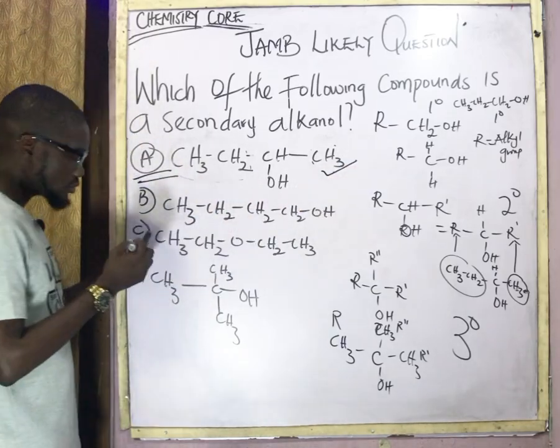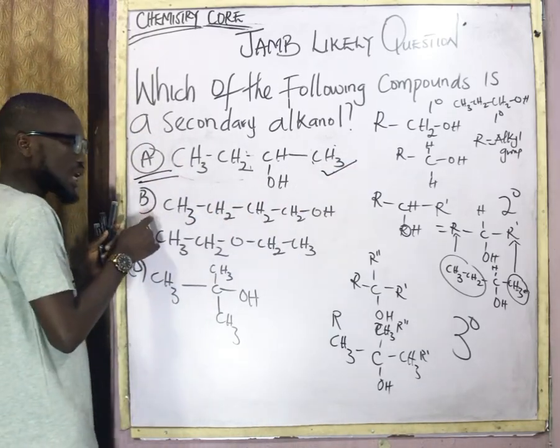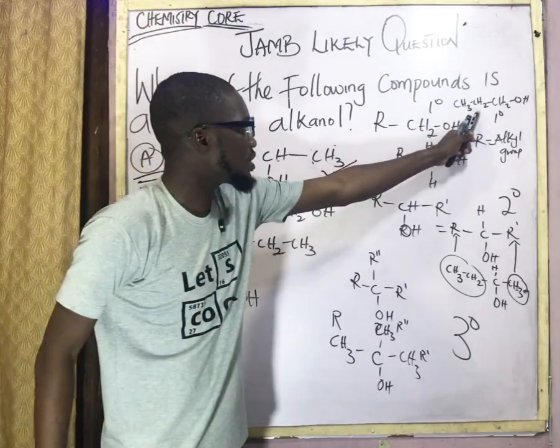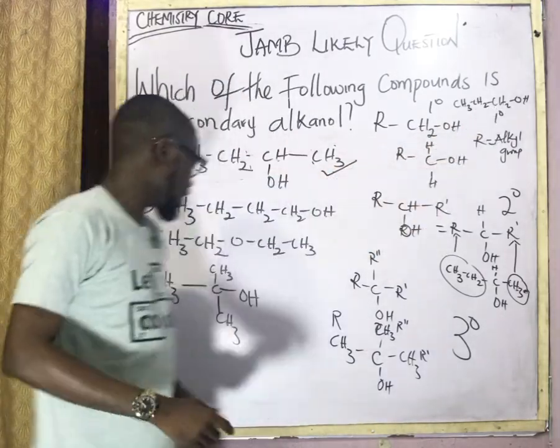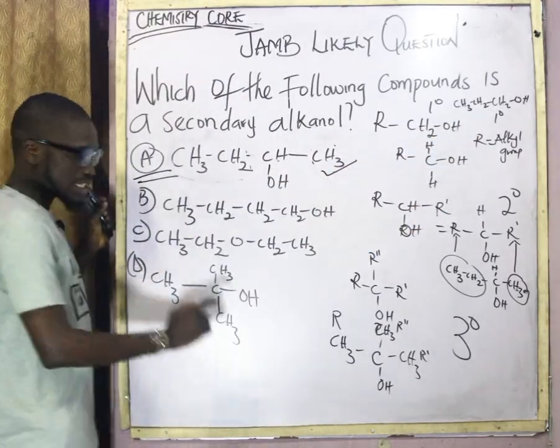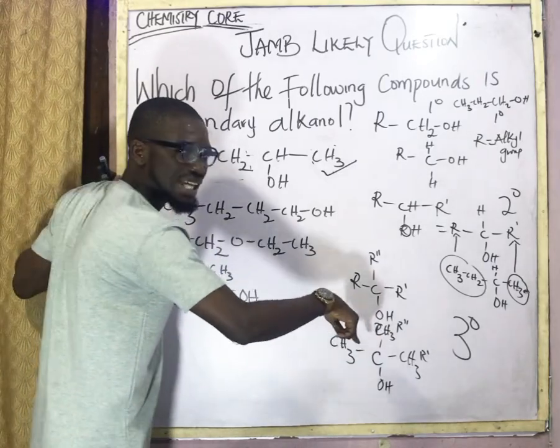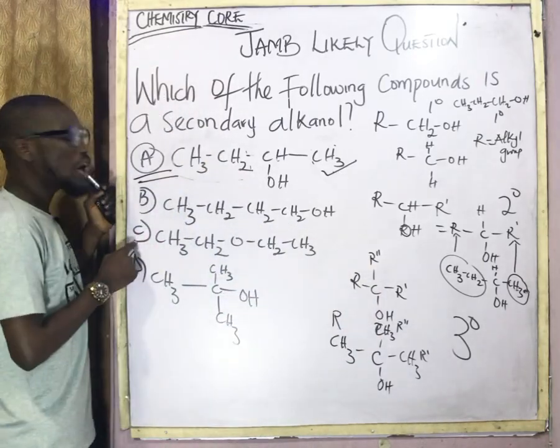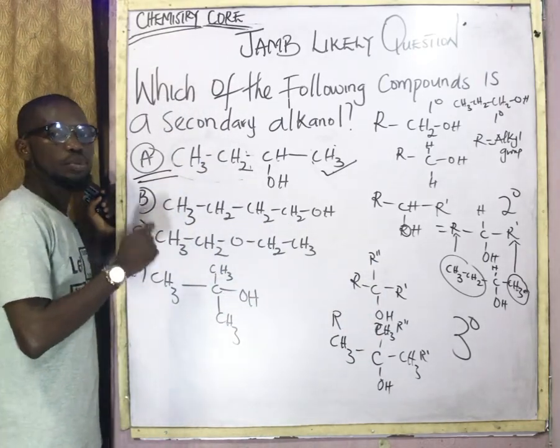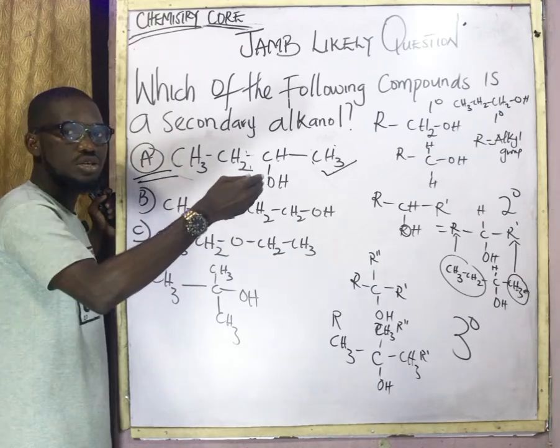Now, option B is a good example of a primary alcohol, the illustration here. Option D is a good example of a tertiary alcohol, while option C is a good example of an alkoxy group.